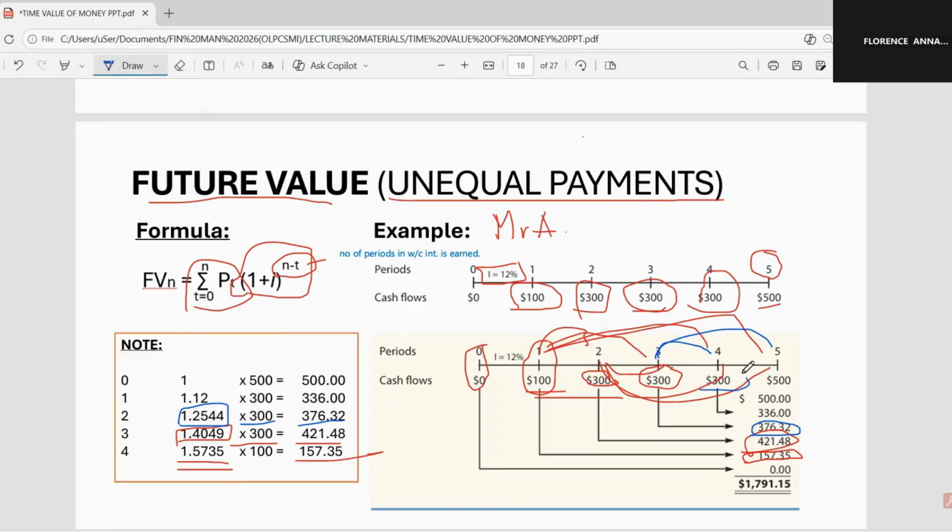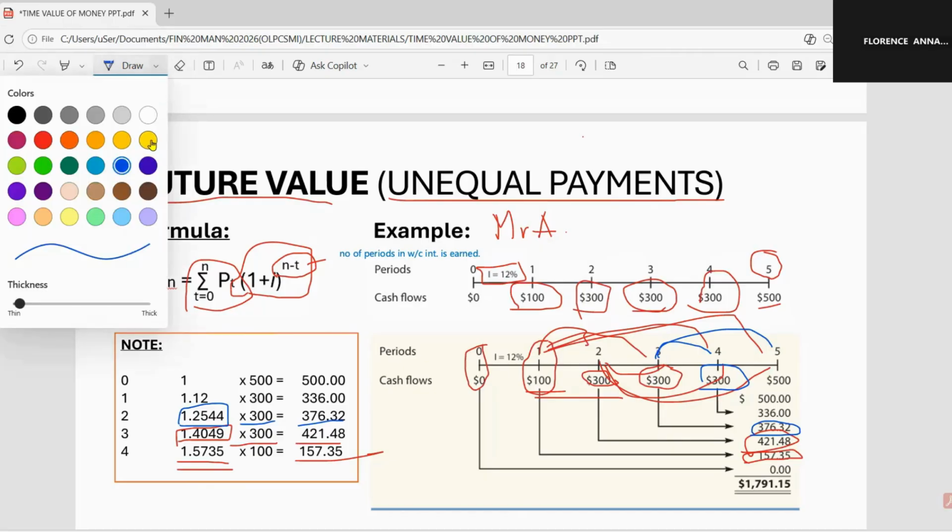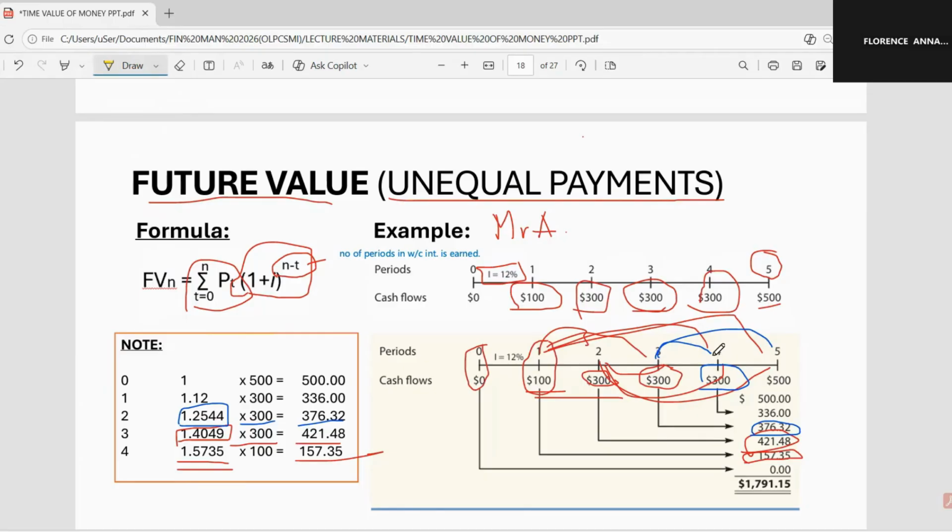Same din dito. And the cash flow of $300 in the fourth period, ilang beses yang mag-earn ng interest until the end of the fifth period? That is 1, di ba? So, 1.12 times 300, you'll get $336. Same din dito. And at the end of 5th year, meron pa siyang cash flow na $500. Ilan pa ang interest periods na ma-earn yan? Wala na. So, that is just $500. That's just 1.